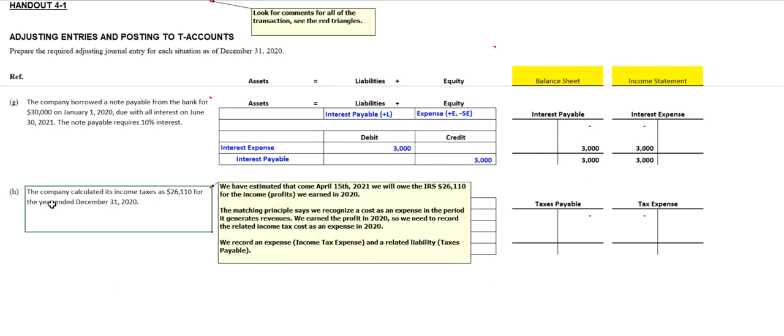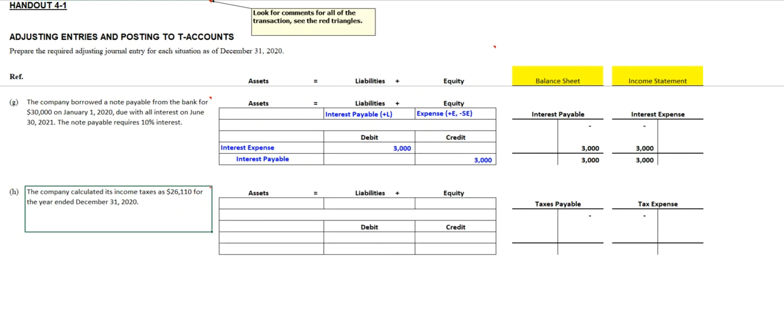H, the company has calculated its income tax, or at least we probably haven't calculated yet, but we estimated it's going to be $26,110 for the year ended December 31, 2020. Again, we're not going to actually owe this to the IRS until April 15th, 2021, but the tax is for income or profits we earned in 2020. And the matching principle says we have to record a cost as an expense in the period it generates revenues. So we earned the profit in 2020, we need to record the related tax expense in 2020. And of course, a tax liability at year end as well.